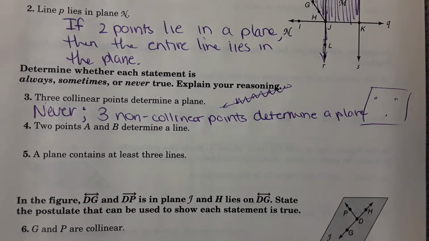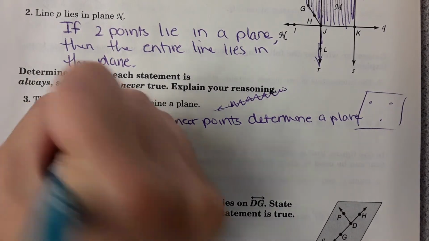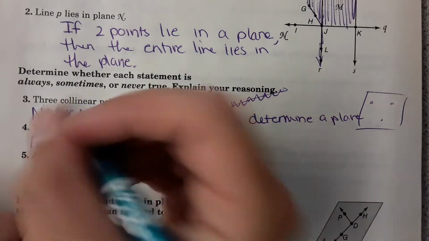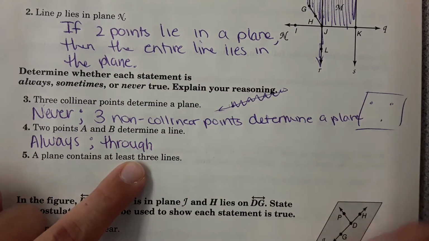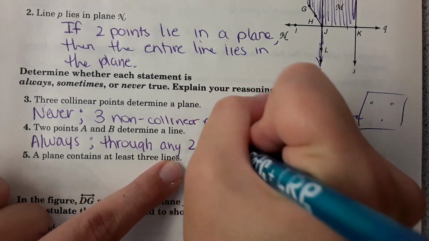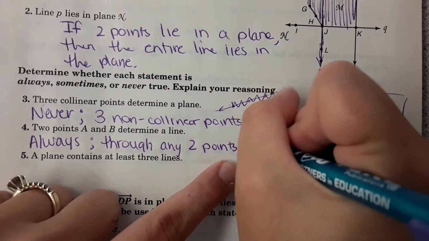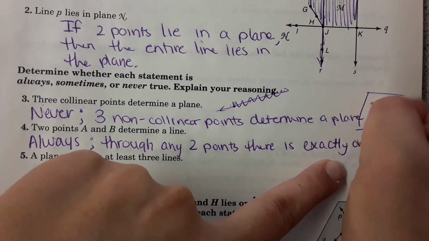Number 4 says 2 points A and B determine a line. That is always true. According to the postulates, through any 2 points, there's exactly one line. Through any 2 points, there is exactly one line.